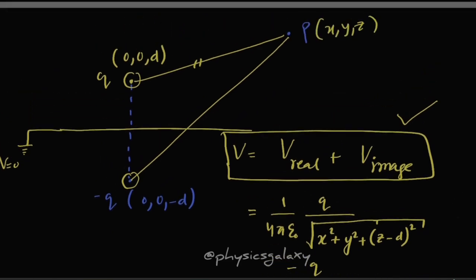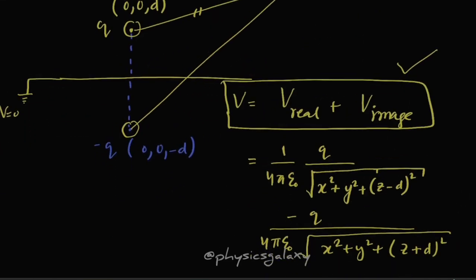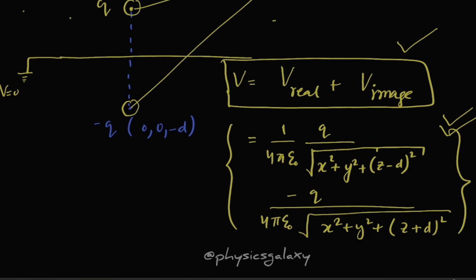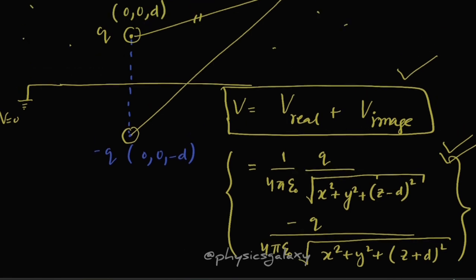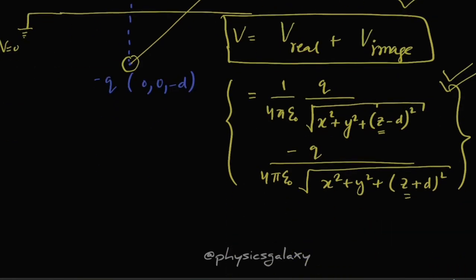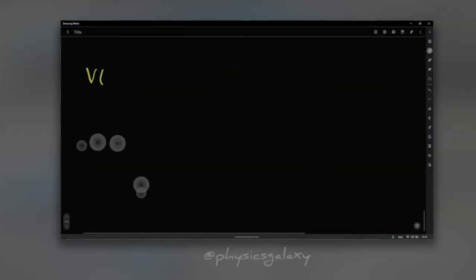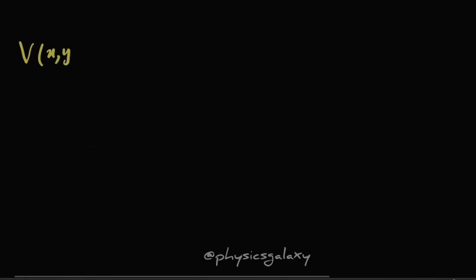Now this is the solution. You can simplify it a bit, but this is the solution. If I take any point in this region where I have my real charge, this will give me the potential. You can check whether this solution satisfies the boundary condition. Yes, because if you put z equals 0, the two terms cancel out. Our uniqueness theorem guarantees that this is the solution. So the solution that we got, let's write V of x, y, z.